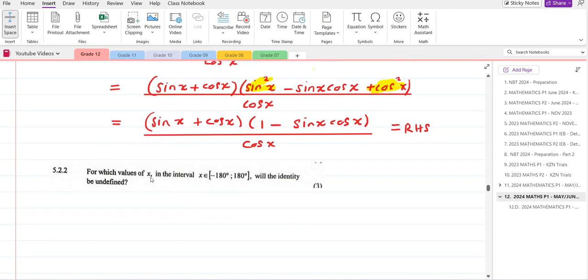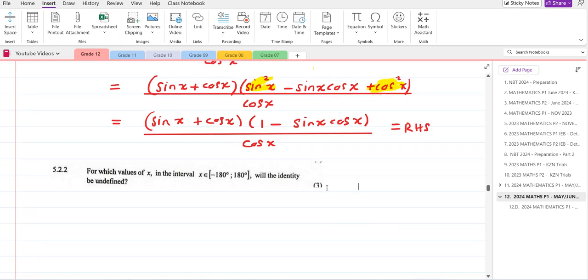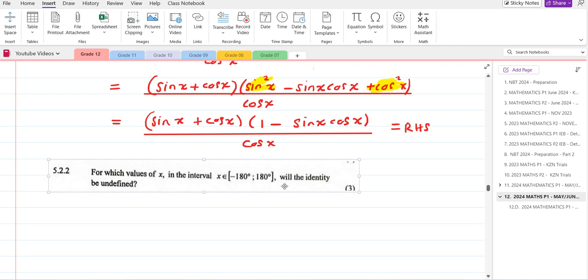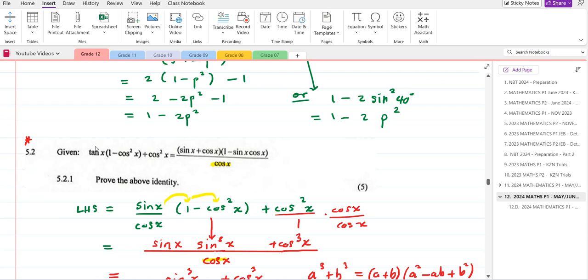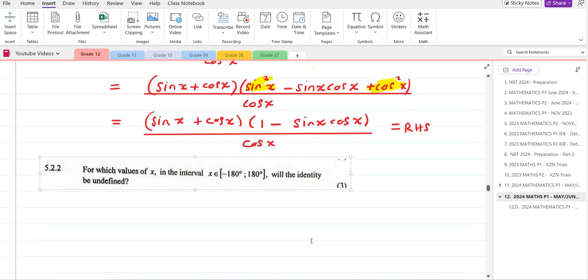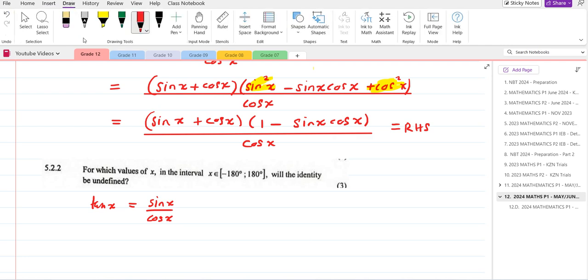For which values of x in the interval minus 180 to 180 will the above identity be undefined? For which values of x? Now we want values of x. So obviously on the left hand side we got tan x. Tan x will be undefined, as tan x is equal to sine x over cos x. So we just have cos x in the denominator, so we can say when cos is 0, right? And on the right hand side we also have cos x in the denominator. It will be undefined when cos x equals 0.